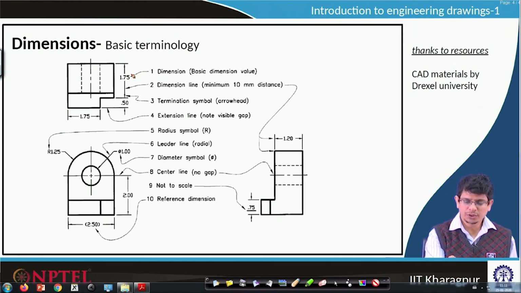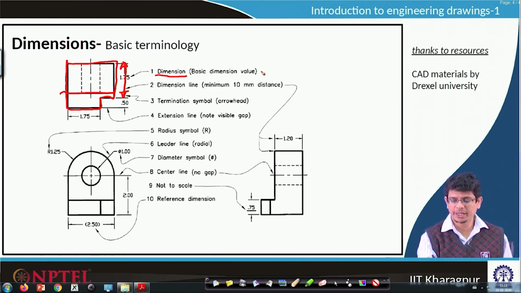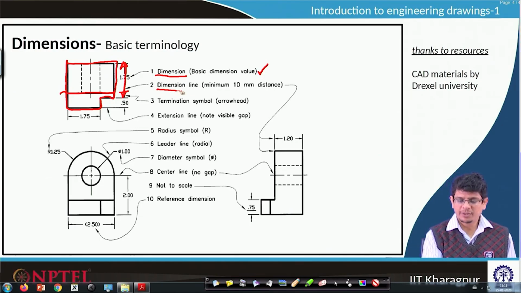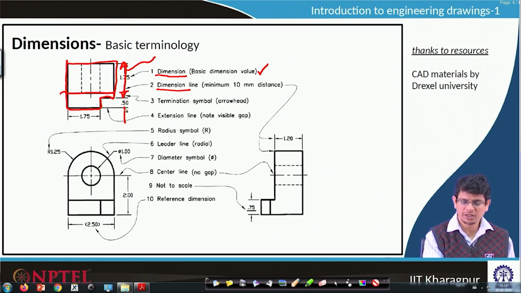To summarize again in terms of numerics, for an object of this shape, what we have shown as 1.75 is the basic dimension, and there is a dimension line to represent the line. If it is a minimum of 10 mm, then only we will show it on that side. If it is less than that, we use the other dimension from away like that.